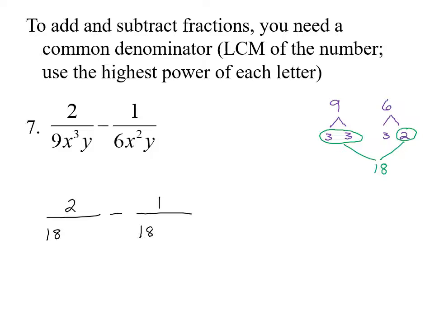Now to get to 18, I had to multiply 9 times 2. So on the top, I also have to multiply by 2. And to go 6 to 18, I would have had to multiply it by 3. So I have to adjust the top as well as we go along.